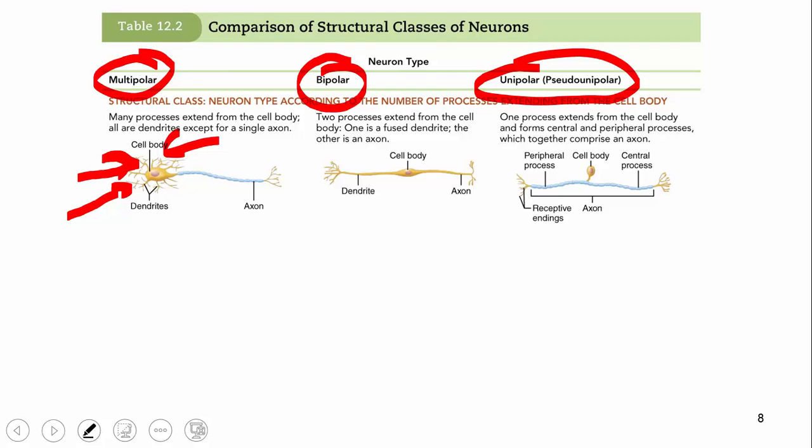If it's bipolar, in the second case, you can see that here's our cell body, and we have one projection here and one projection here, right? So two, so it's bipolar.